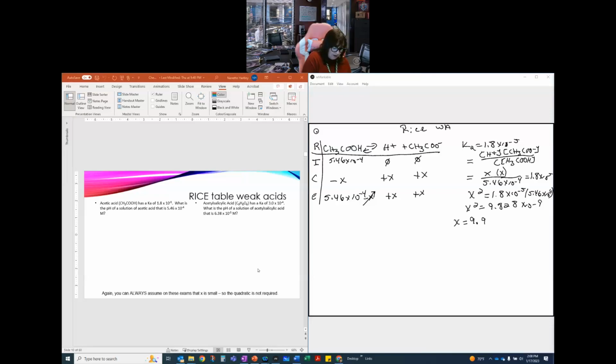9.91 times 10 to the minus 5th. And of course, I reported it as 3 sig figs because the original concentration I got was 3 sig figs. I did not base that off of the Ka because we typically only ever see Kas with 2 sig figs. So it's going to be based on the initial concentration I had.